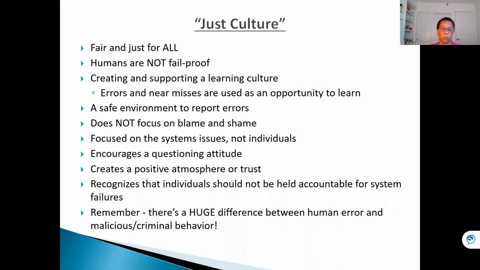And the last one is a big one that I had so much appreciation for from being at a medical malpractice company. So just always remember, there's a huge difference between human error and malicious and criminal behavior.